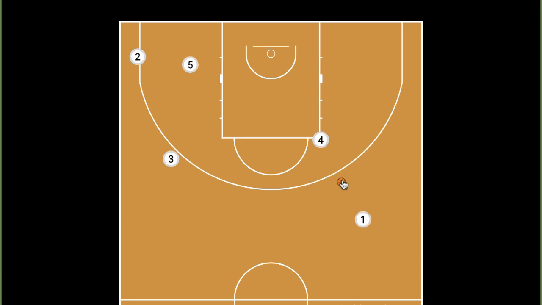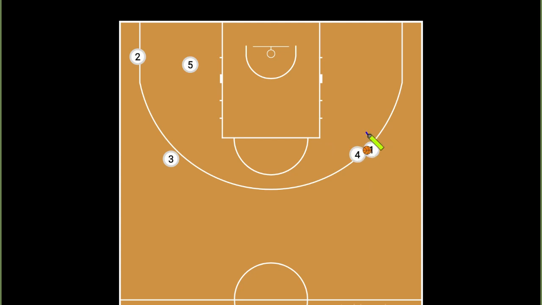Okay, so here's how we're going to go about this. We're going to have an entry pass in here to number 4. So like I said, number 4 needs to post up a little bit and try to receive that basketball. Now, number 1, they're going to get close to number 4 to receive a dribble handoff. So if you want them to fake this way, then go that way, that works too. If you just want them to meet halfway, maybe at the 3-point line or something, that works as well, right? We just want to get the ball back into number 1's hands.